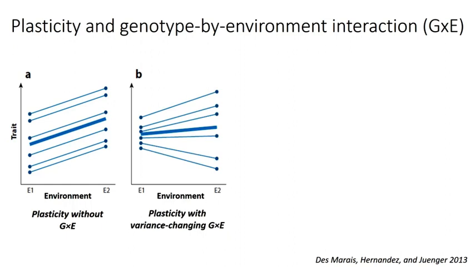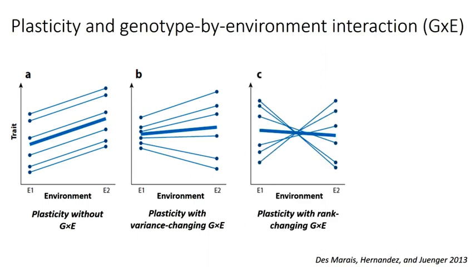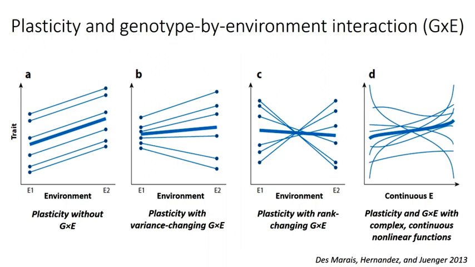And if you have different variance for the phenotype across different environments, we call that plasticity with variance changing G by E. And also there are sometimes cases where there are crossovers, and we call that plasticity with rank changing G by E. And sometimes they are very complicated G by E. We call that plasticity with G by E with complex, continuous, nonlinear functions.